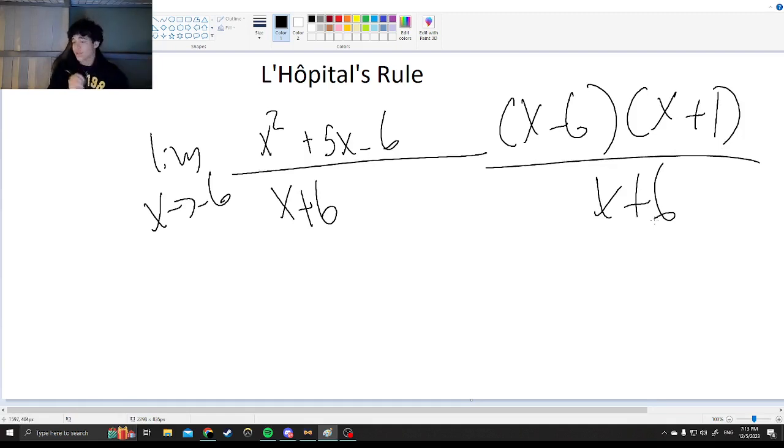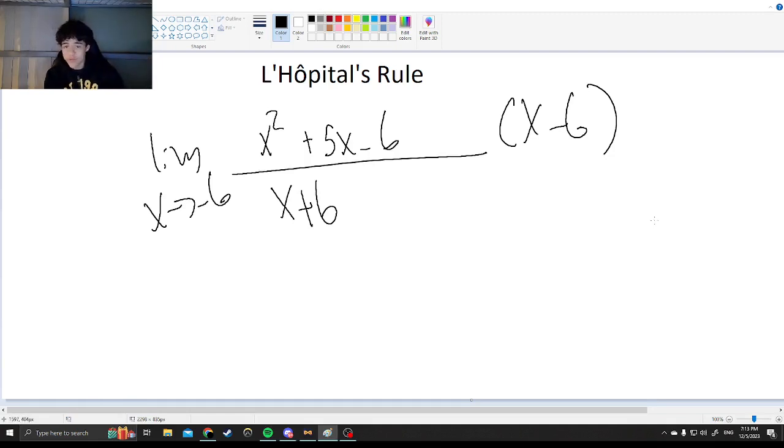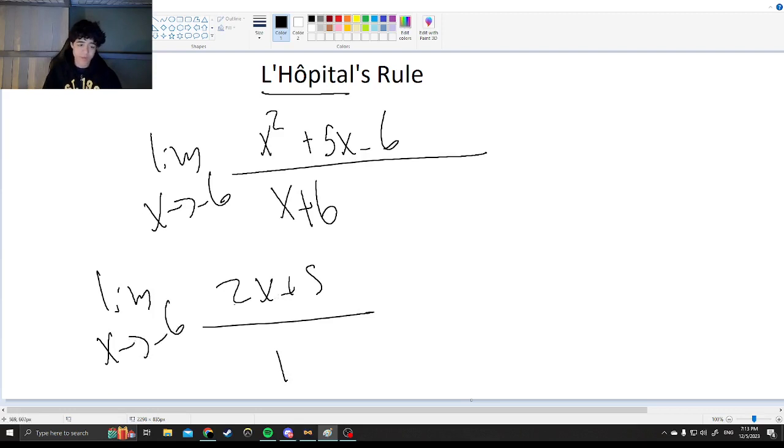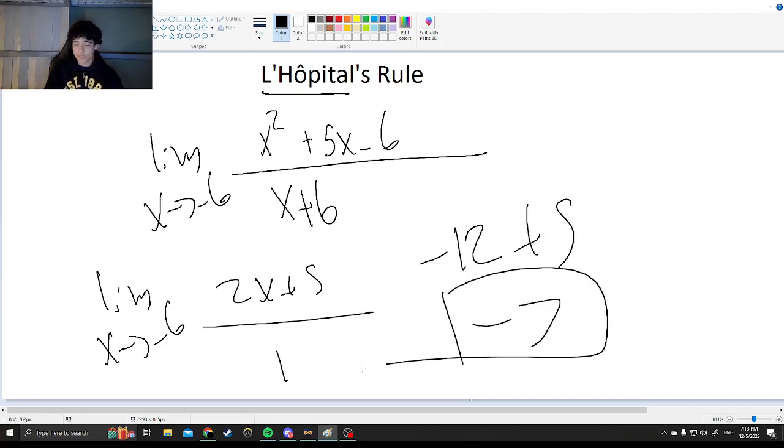So the Hospital rule is what you do to solve this. The Hospital rule just states that if you derive the top and you derive the bottom, you just get your answer. Like, I don't know why, it's like magic. If we apply this rule, the L'Hop rule, to this, and we derive the top, we get 2x plus 5 over 1, and then we can just plug in our limit when x approaches -6, and we'll get -12 plus 5, and we'll end up with -7. This is just our answer.